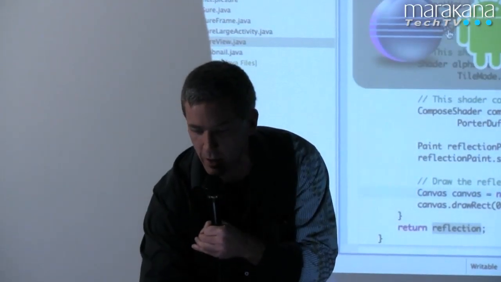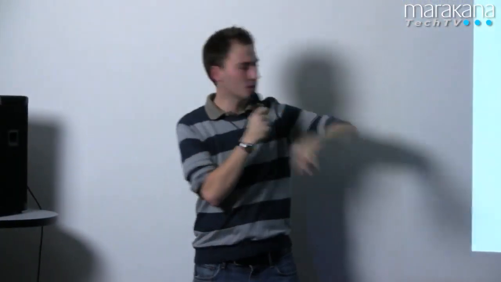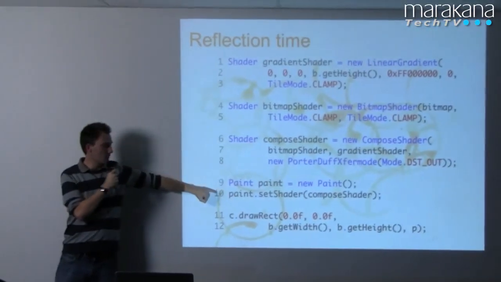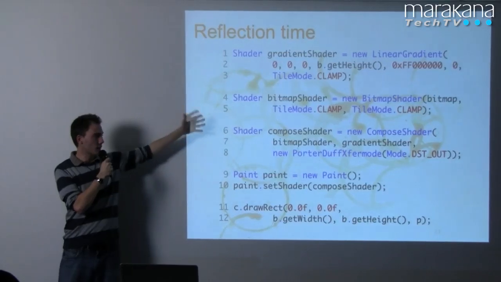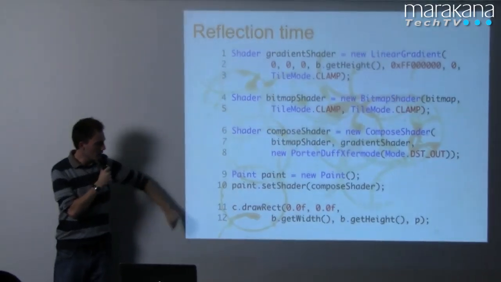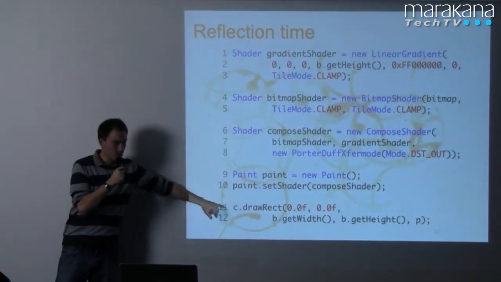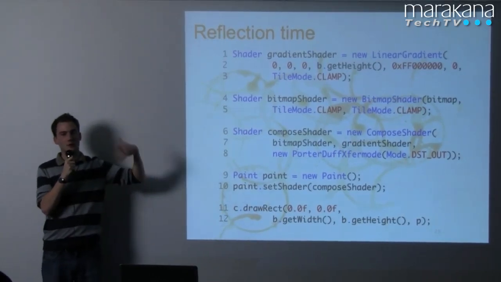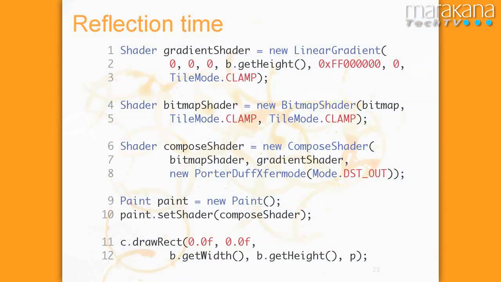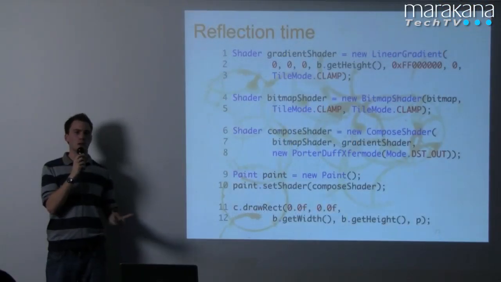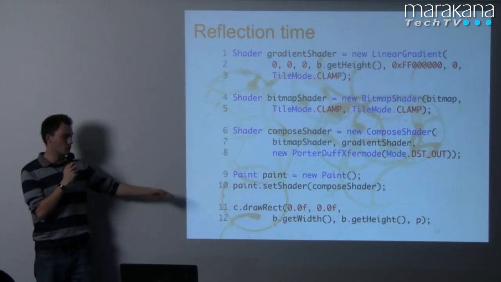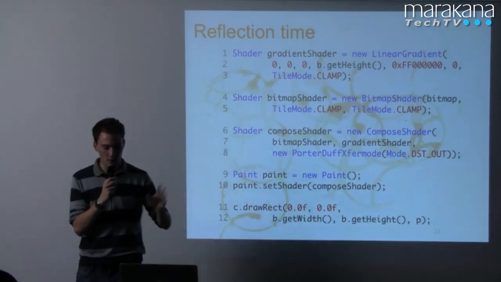And now we'll go back to the slides. The one trick here is, we create our paint, we set our shader that's made of a gradient and a bitmap. And then we just draw a rectangle that will be filled with the bitmap. We do not call draw bitmap, we don't call anything else. We just call DrawRect. And the last parameter of DrawRect is the paint that contains the shader. So if for some weird reason you wanted to create a circular reflection, you could just draw a circle instead. It will work with anything.